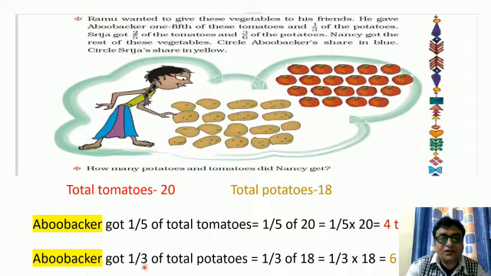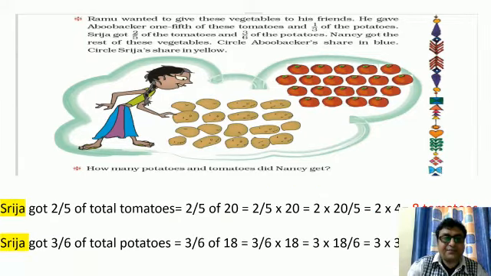And he got 1/3 of total potatoes. So total potatoes are 18. So 1/3 of 18 is equal to 1/3 into 18 is equal to 6 potatoes. So Abu Bakr got 4 tomatoes and 6 potatoes. Next, Srija. Srija got 2/5 of total tomatoes. So 2/5 of 20 is equal to 2 by 5 into 20. So we have simplified it like this: 2 into 20 divided by 5. So 20 divided by 5 means 5 fours are 20. So it comes 4 here. So 2 into 4, which is equal to 8 tomatoes.